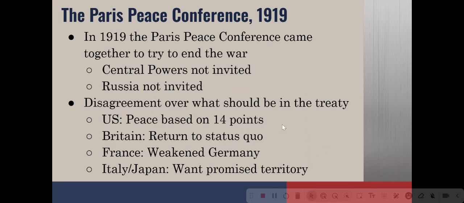So in 1919, after the war, the major powers know they have to sign a peace treaty. There was an armistice which ended the fighting, but there is not a peace treaty yet. So they come together for the Paris Peace Conference.